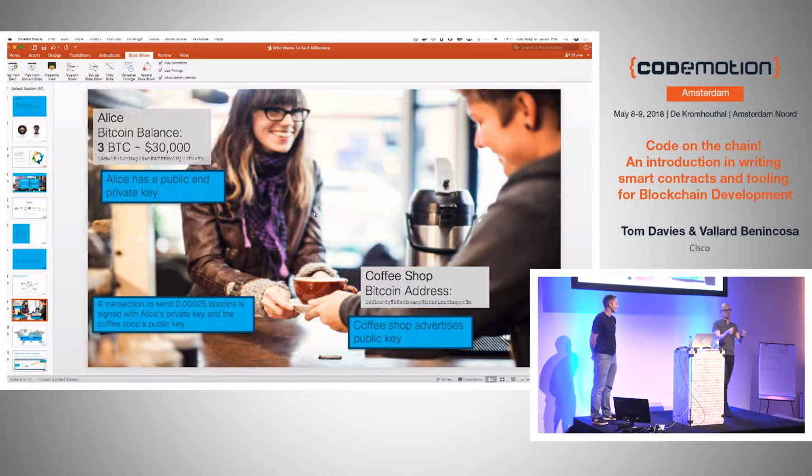And when Alice wants to go and buy a cup of coffee, she pays by sending the money to the public key of the coffee shop. The coffee shop also has an account, which also has a public key and a private key. So when you send money to the coffee shop, you use its public key and say, I want to send money to that public key. Alice then signs it with her private key, and that means that transaction is then valid.